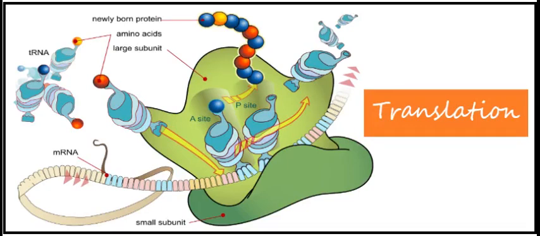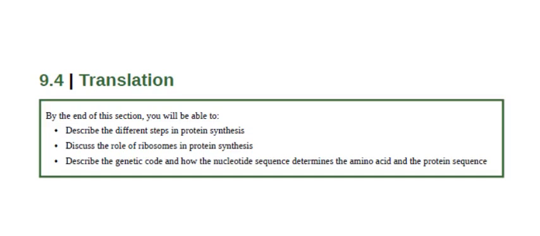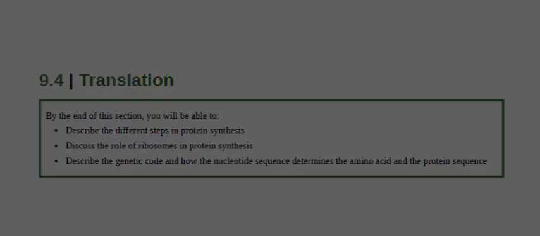Translation. By the end of this video, you will be able to describe the different steps in protein synthesis, discuss the role of ribosomes in protein synthesis, and describe the genetic code and how the nucleotide sequence determines the amino acid and the protein sequence.